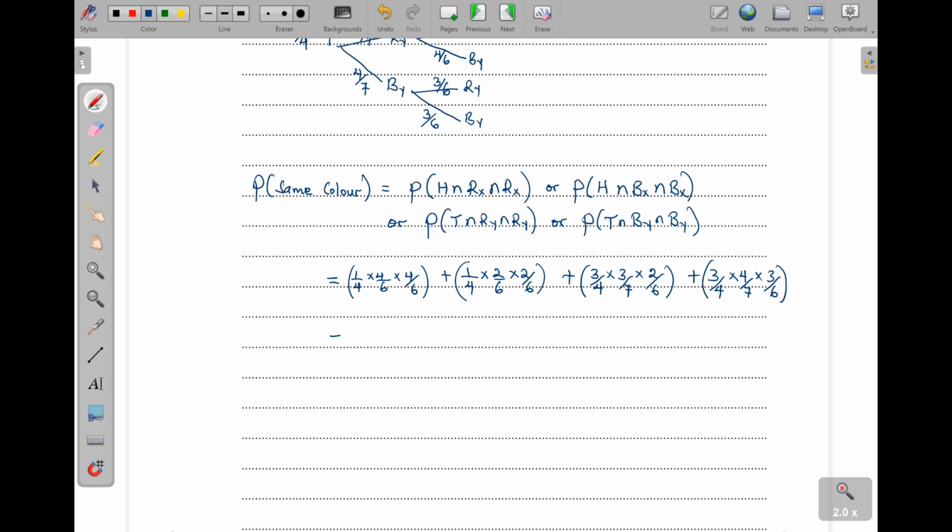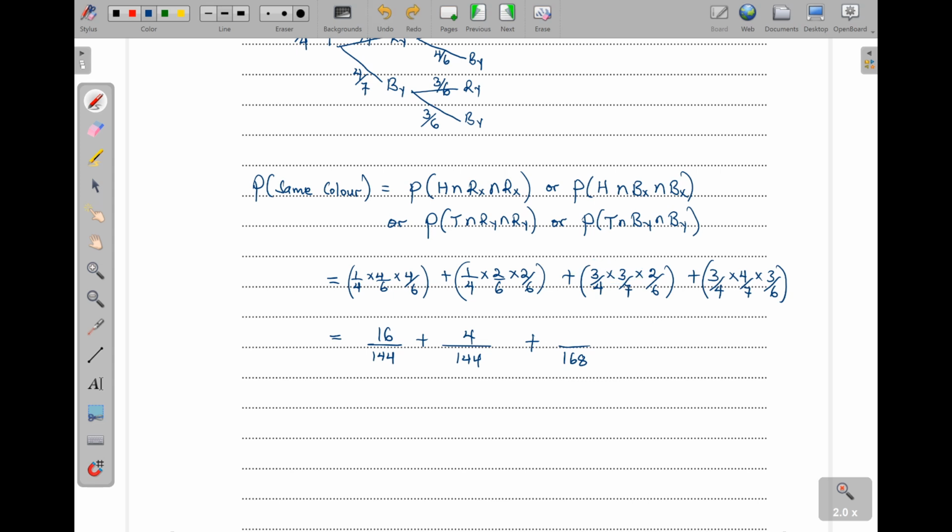Now here, simplifying, we shall have this 4 times 6, we are getting 24. 24 times 6, that is 144. So I will have 16 out of 144. The same with this one, it's the same denominator, 144, and 2 times 2 is 4. Then 4 times 7, that is 28 times 6. 28 times 6, that one gives us 168. So we have 168 here.